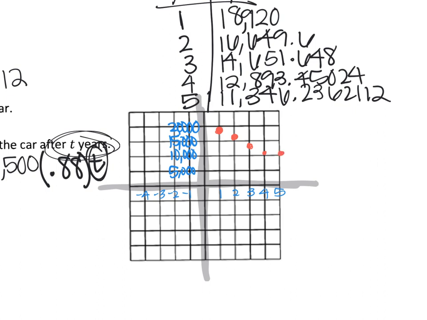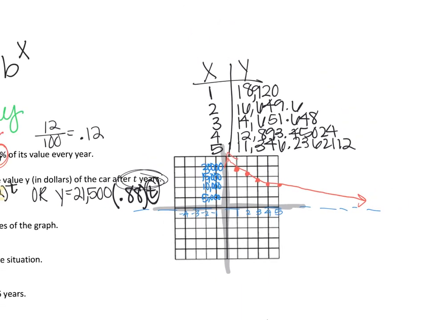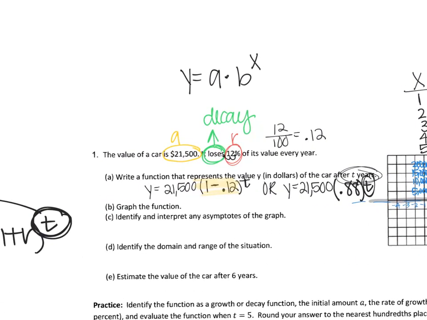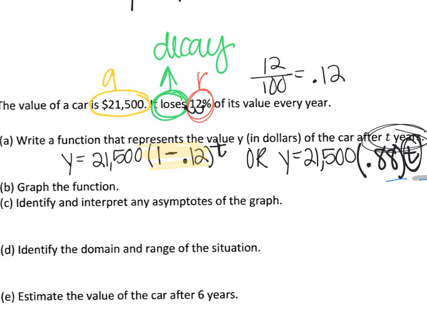So as you can see, it's kind of coming down, and it's going to keep going down this way, and it's going to keep going up that way. Not the best drawing in the world. And it's going to get super, super close to the x-axis here, but it's never going to touch it. This is the asymptote. Remember, y equals 0 is your asymptote, which is the answer to the next question.